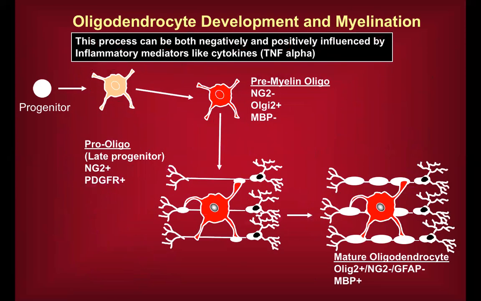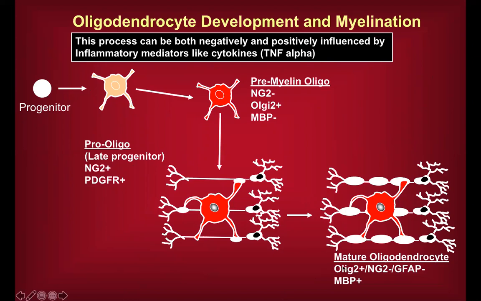This is the same idea, but using my little stick drawing, going from progenitors to the pre-myelinating oligodendrocytes, which would be NG2 negative, Olig2 positive, and myelin basic protein negative. And then as they start to myelinate, you see my cell here myelinating multiple cells. And now they're the mature oligodendrocyte. That's the one I showed you a picture of. And they're going to be Olig2 positive, NG2 negative, GFP negative, and myelin basic protein positive.